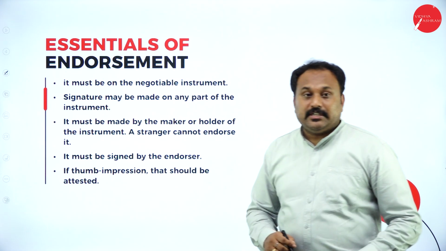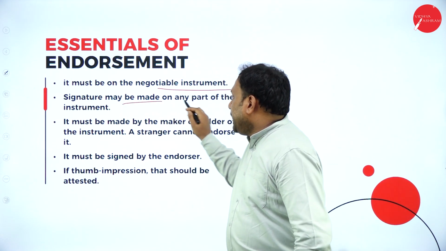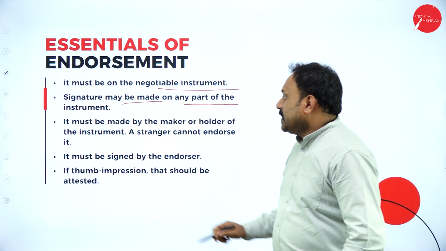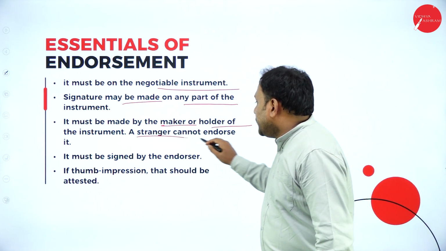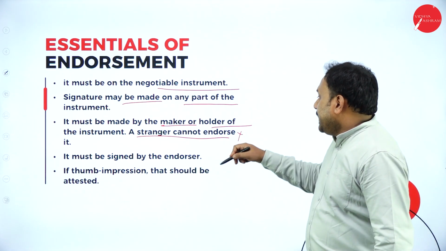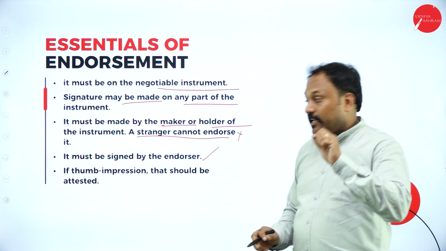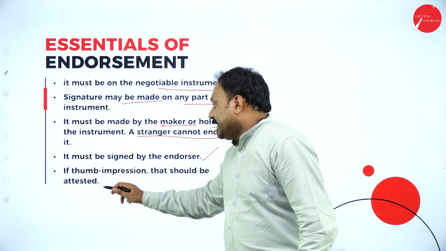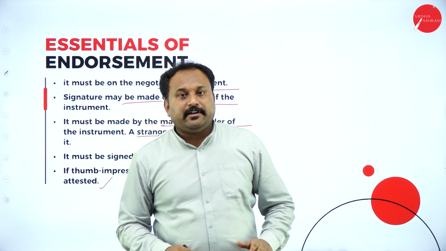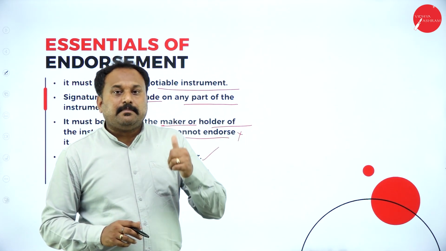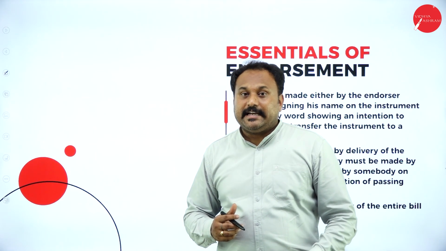Next, why is it essential, right? It must be on the negotiable instrument. Signature may be made on any part of the instrument. It must be made by the maker or holder of the instrument. A stranger cannot endorse it. He cannot do it. It must be signed by the endorser only. If it is a thumb impression, that should be attested, yes, we can accept it. Because many Indians, in those days, were not educated, right? So thumb impression is also being considered for endorsement. So these are the essentials.